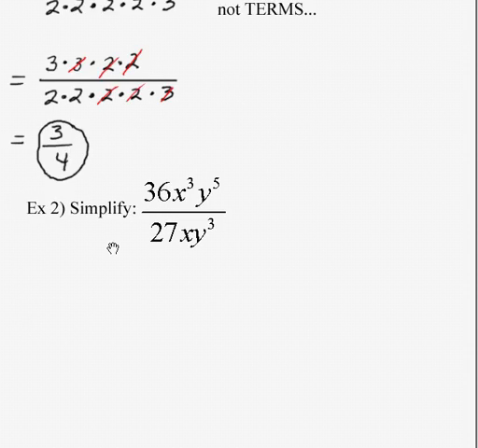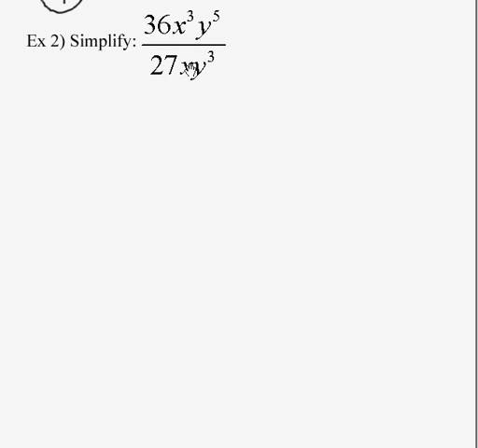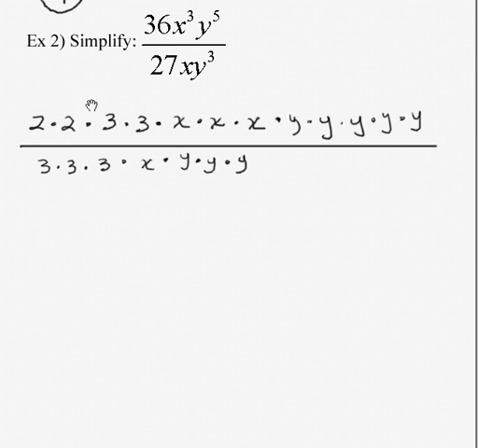All right, let's look at one that's similar, only has some variables in it. So we've got a monomial divided by a monomial as part of our goal today. 36 is 2 times 2, which is 4, times 9, which is 3 times 3. X cubed, for now I'm going to write that as x times x times x. Y to the 5th, for now we're going to write that as y times y times y times y times y. In the denominator, 27 is 3 cubed, or 3 times 3 times 3. X is x, y cubed is y times y times y.